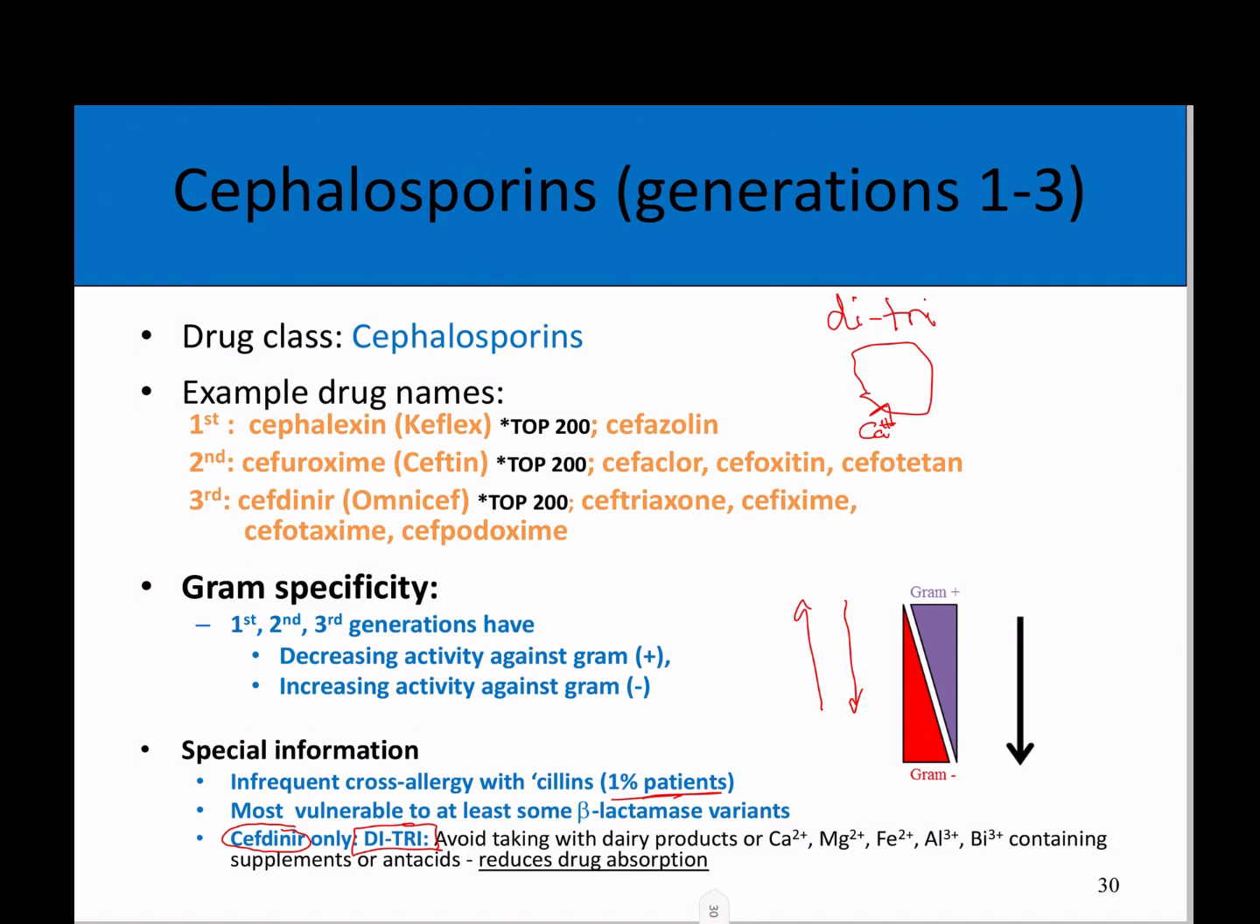In the case of cefdinir, it binds calcium, which is included in dairy products, magnesium, iron, aluminum, and bismuth, and those are given as supplements or components of antacids. So when cefdinir binds to any of these cations, it actually reduces the absorption of the drug. So you want to know that this has that counseling point of not taking with dairy products or these cations, and that the reason for that is reduction of drug absorption.